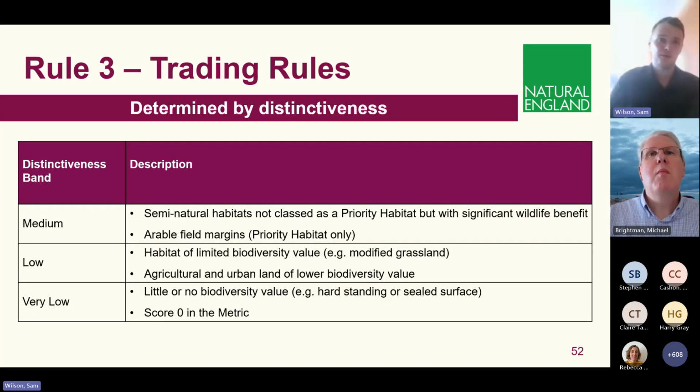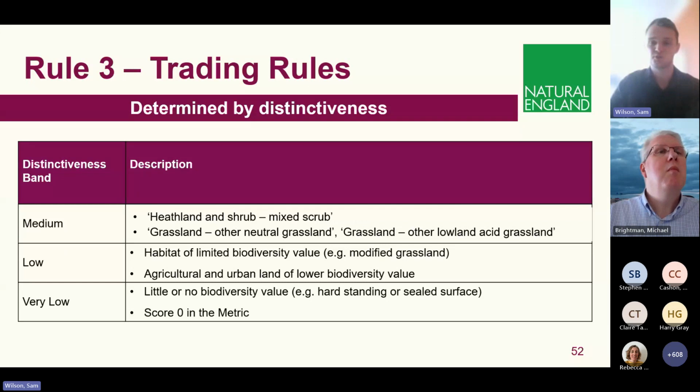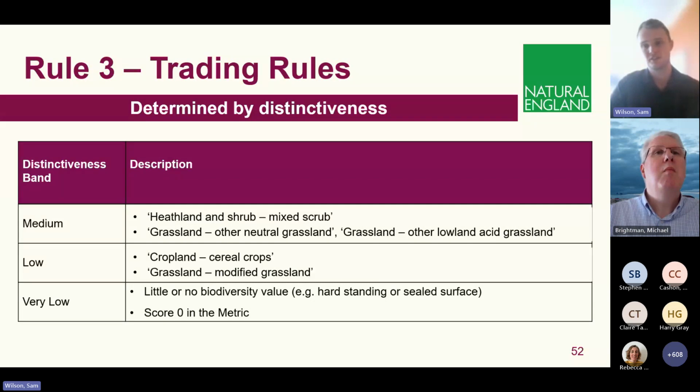Then coming down out of priority habitats, we've got the medium distinctiveness habitats. These are semi-natural, but they're not priority. So things like scrub, other sort of less valuable grassland types. Down to low, and that's where we've got limited biodiversity value, but still some. So modified grassland, cereal crops, introduced shrubs, those kinds of things. And then the very lowest score you can get is very low distinctiveness, which is pretty much reserved for sealed surface. So buildings, hard standing, things like that.